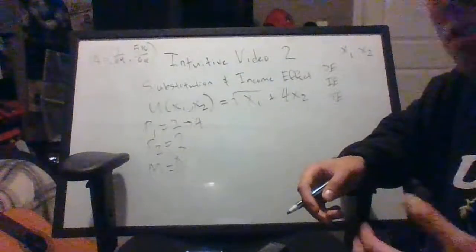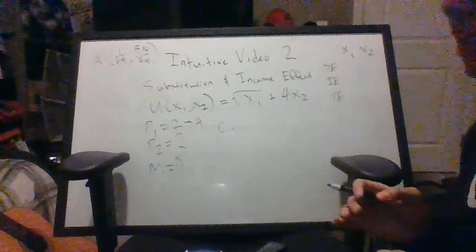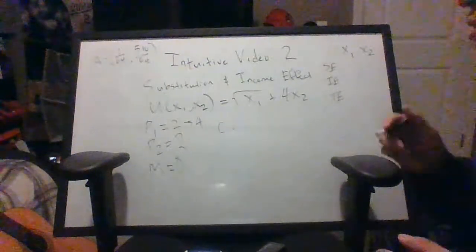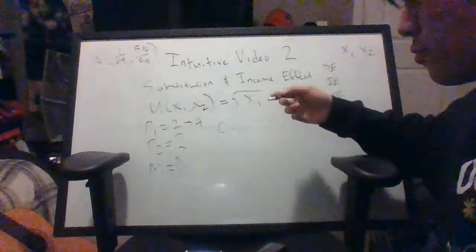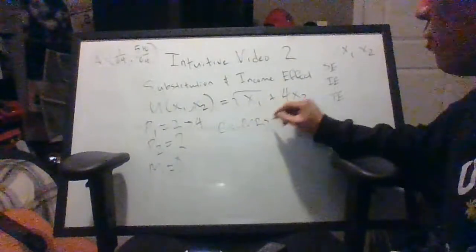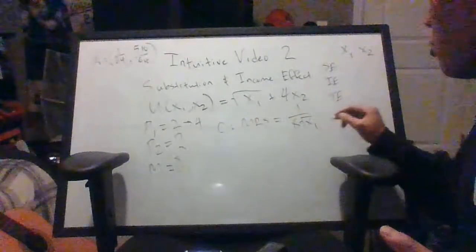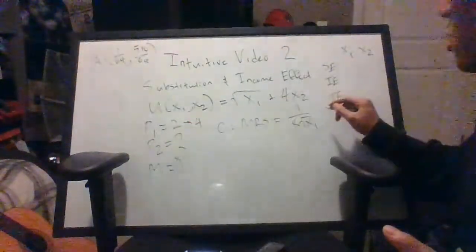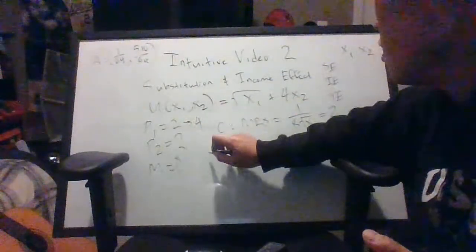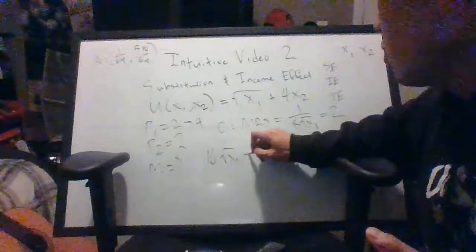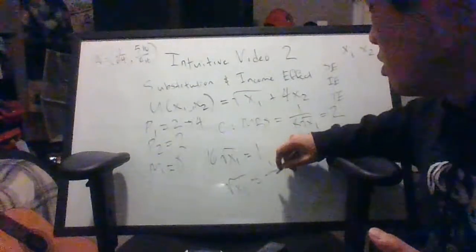Point B is hard to find. What's not hard to find is point C, right? Because we do the same exact process for point C. We are now working with different prices. Our MRS stays the same: it is 1 over 8 times the square root of x1, except that now our price ratio is equal to 4 over 2. And so we get that 16 square root of x1 is equal to 1, so the square root of x1 is equal to 1 over 16.